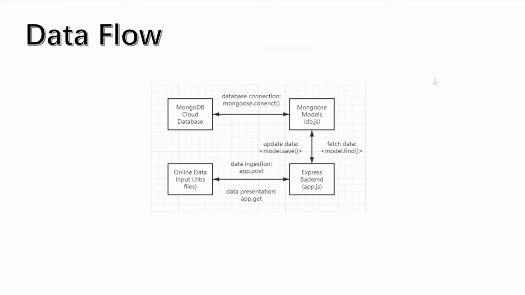Our data flow is shown below. We use MongoDB Cloud Database to store all of our data, and it is connected to the Express application, the backend application written in Node.js in our project. They're connected using Mongoose models, which use the db.js file. And for the front end, we have handlebars files that retrieve data from the user inputs and send it back to the Express backend to process.